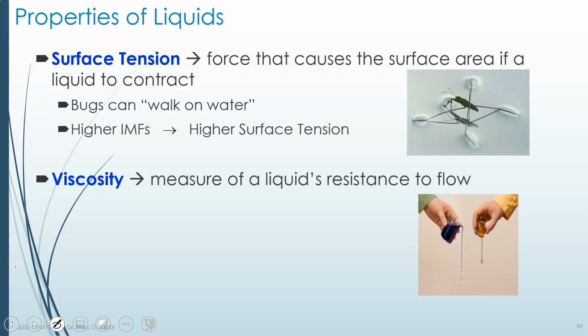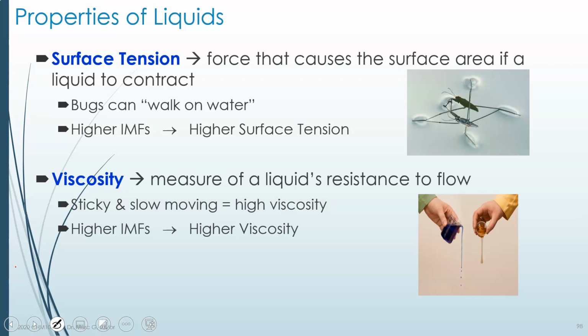Sugars are extremely polar with lots of potential hydrogen bonds, and therefore they thicken up because there's so much interaction between the sugar and the sugar and the water, that they become very sticky and slow moving, and we call that high viscosity. So the higher the IMFs, especially with hydrogen bonds, which are even better than the other dipoles, and those are better than dispersion forces, they'll give you high viscosity. So the bottom line is high IMFs result in low vapor pressure, high boiling point, high surface tension, high viscosity.